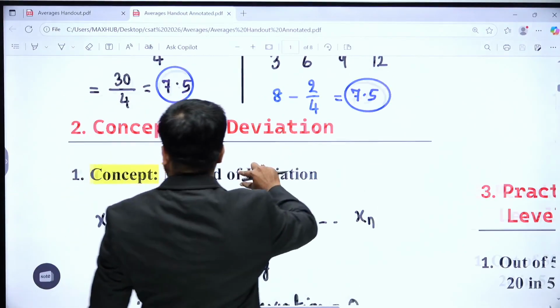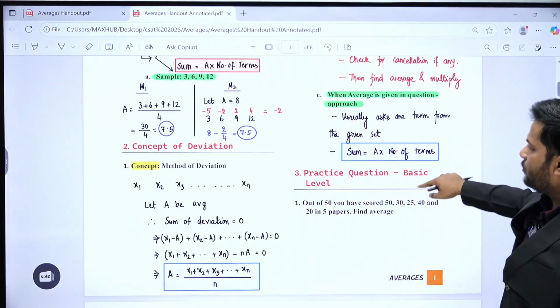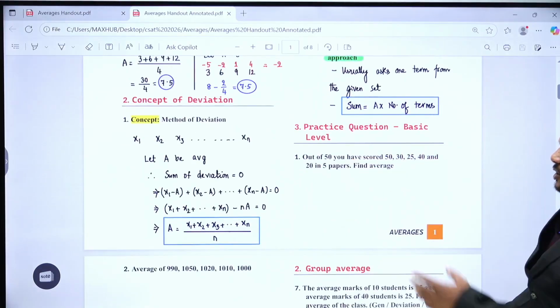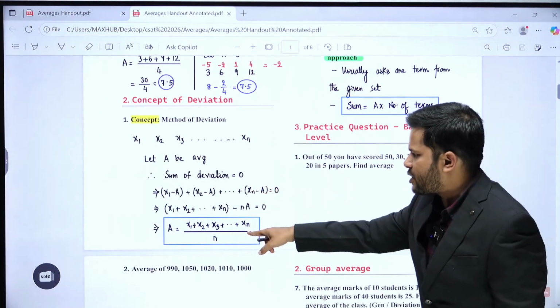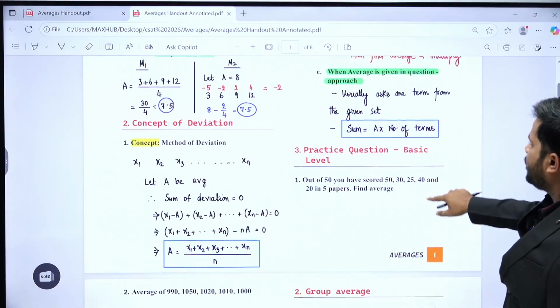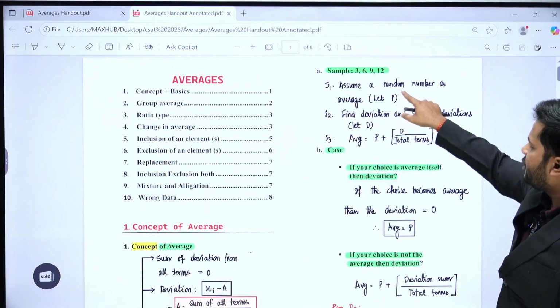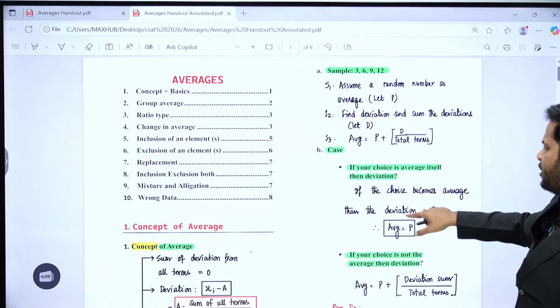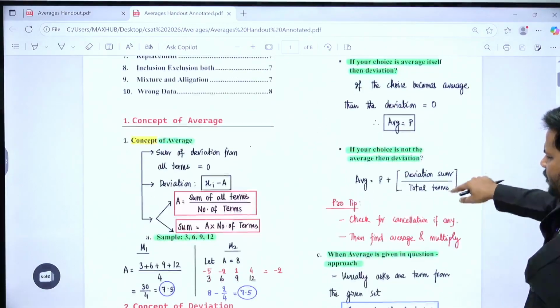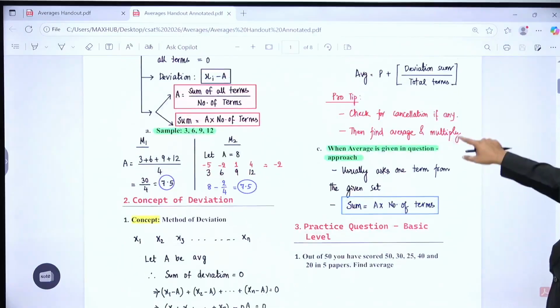The concept of deviation is x1, x2, x3 up to xn. The sum of the deviation has to be 0 and you get this formula. After that, 3, 6, 9, 12, how to approach using the deviation method. Then the various cases, whatever we have discussed in the class has been written down in this form.